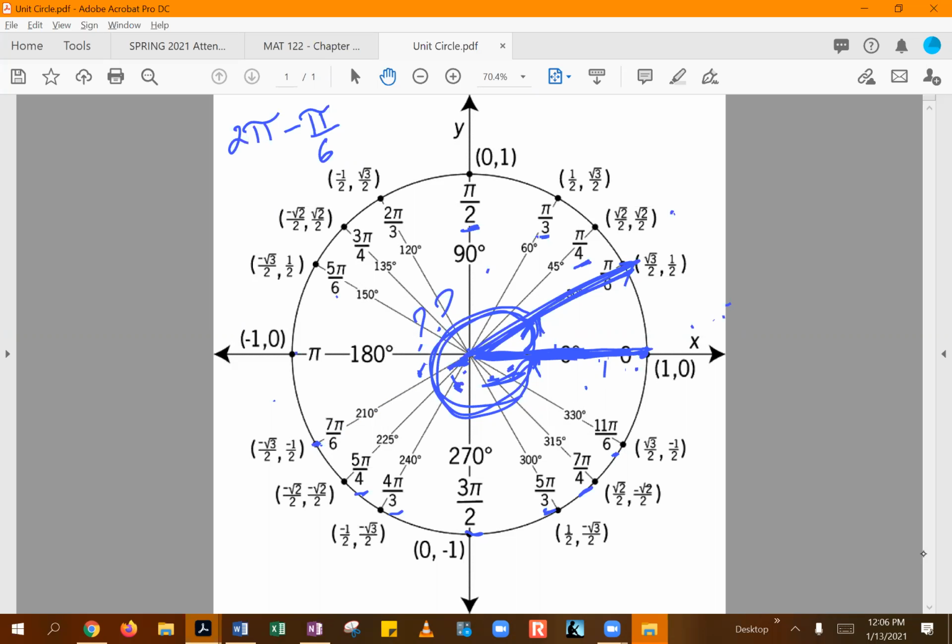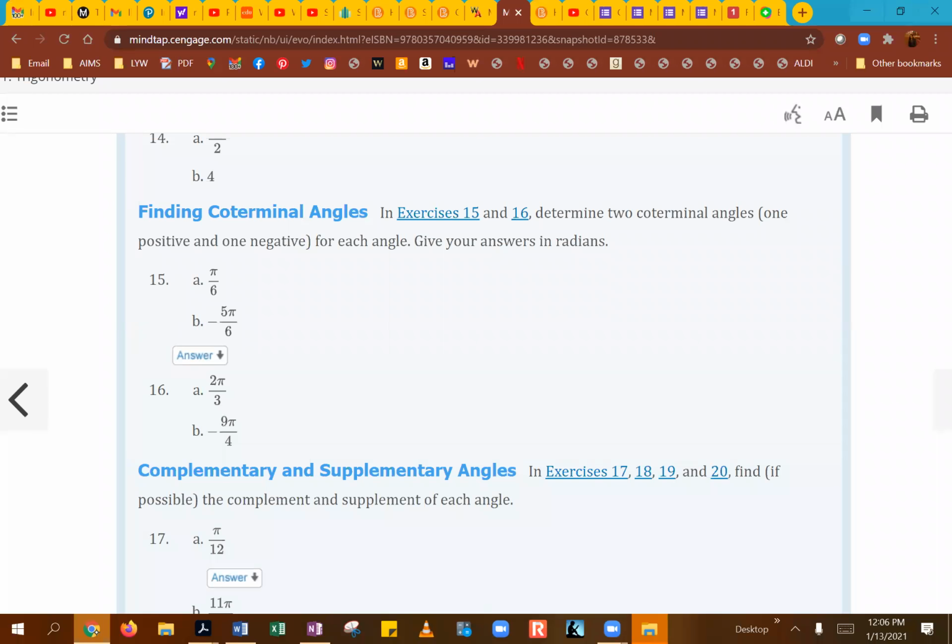And then to get your negative coterminal angle, of course, you would have to go in the opposite direction. So then you can actually go in a clockwise direction to find that. So you will see examples like this in your homework also, to find coterminal angles.